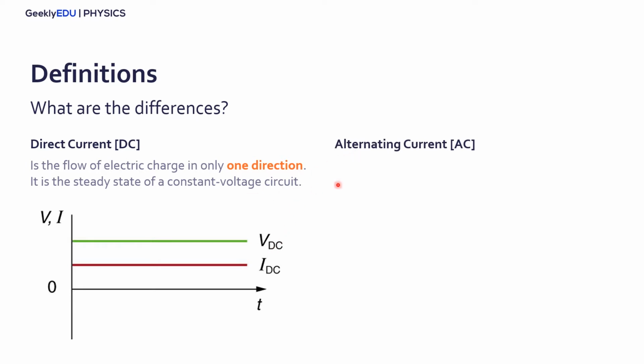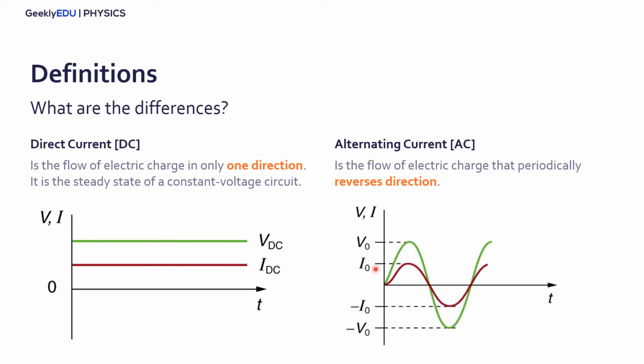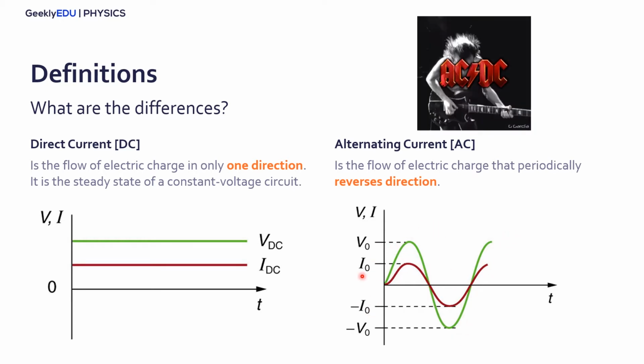And alternating current, AC, is the flow of electric charge that periodically reverses direction. So it keeps going in one direction and going back. In this case, the voltage and the current assume this waveform, so it varies over time. And that's also one of the inspirations for the rock band AC/DC.